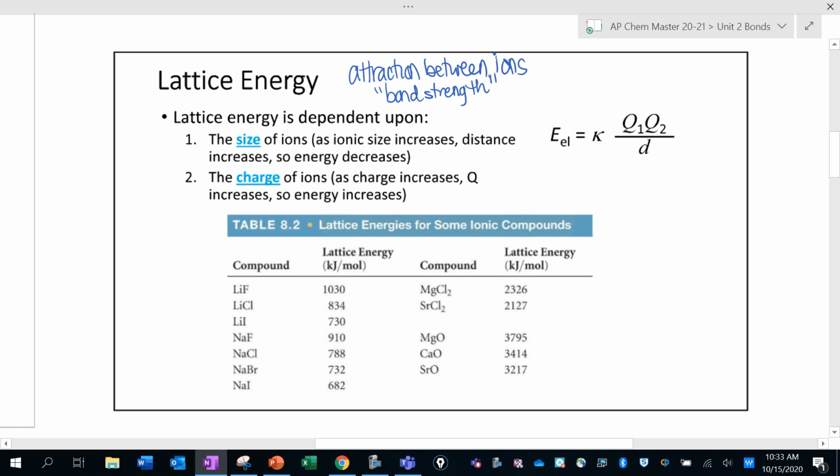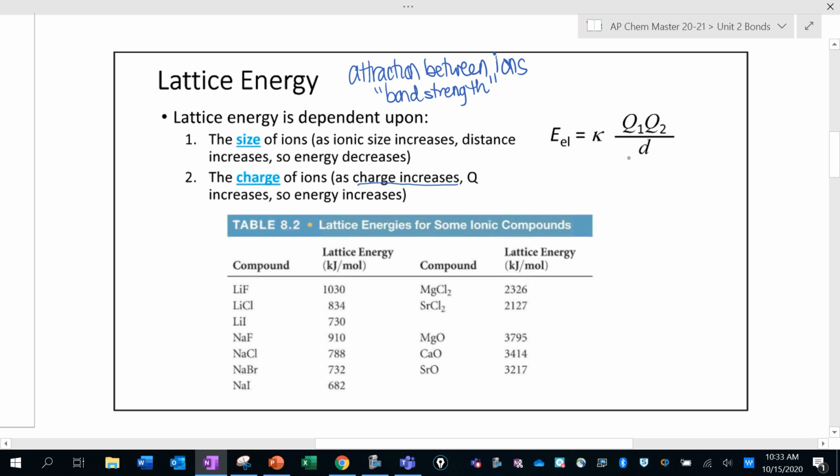And that lattice energy, so that attraction between the ions, is going to be related to the variables we discussed in Coulomb's law. So that attractive force is going to be directly proportional to the ion charge. So as the charge of the ions increases, the attractive force will increase. And then inversely proportional to the distance.